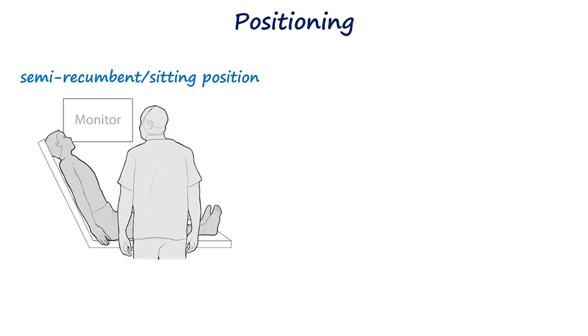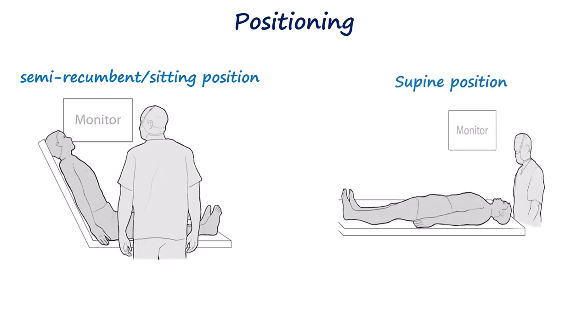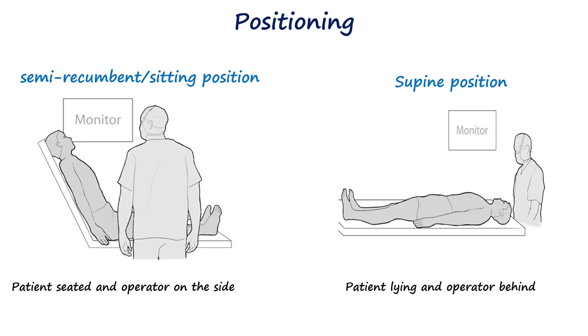Two positions used for awake intubations are the semi-recumbent or sitting position and the supine position. In the semi-recumbent position, the patient sits upright and the operator stands in front of them, which is preferred for patients who are dyspneic or have maxillofacial trauma because it allows better communication and is less intimidating. In the supine position, the operator stands behind the patient at the head of the bed, which is comfortable for many anesthesiologists and provides easier access to the airway.